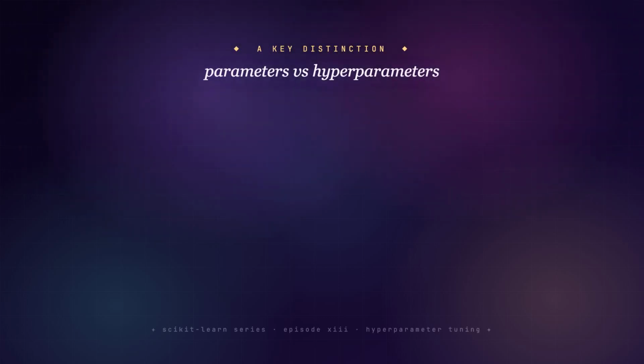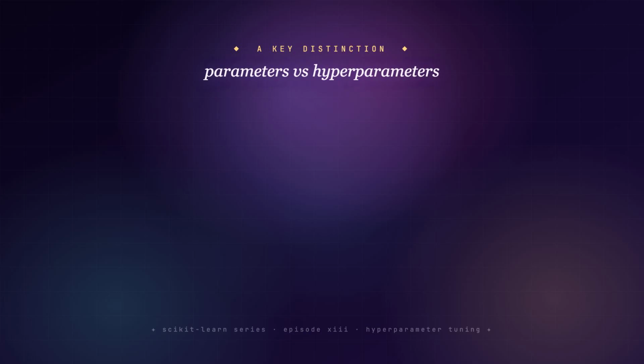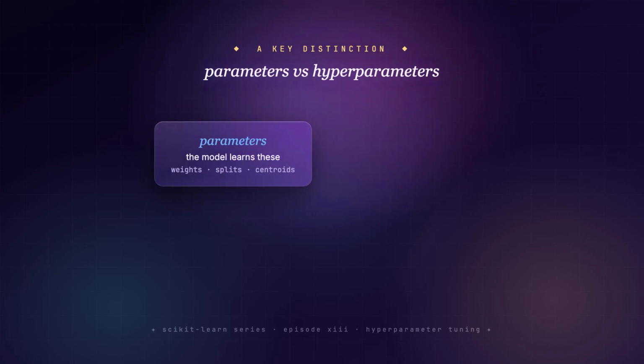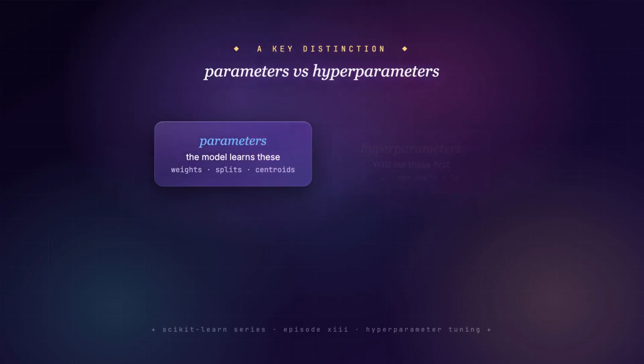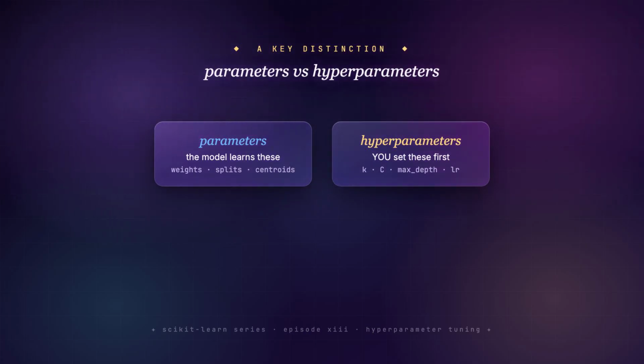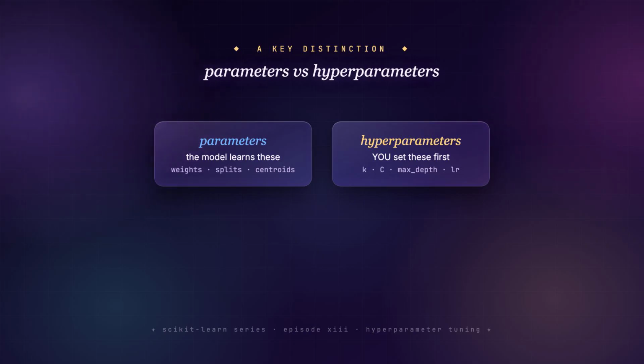First, a key distinction. Parameters are what the model learns on its own: the weights, the split points, the centroids. Hyperparameters are the dials you set before training even begins, and the model simply cannot learn them for you. They shape how the learning itself happens.